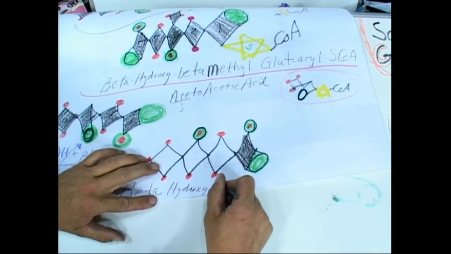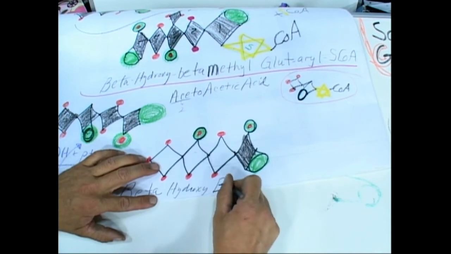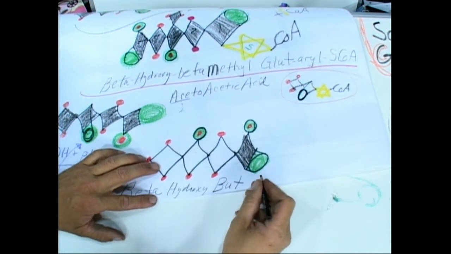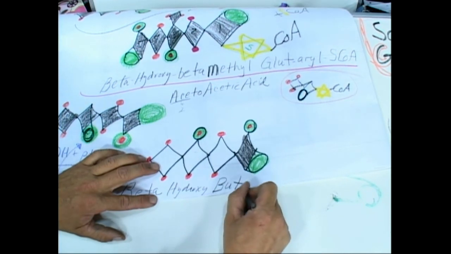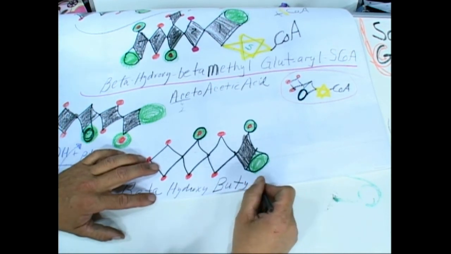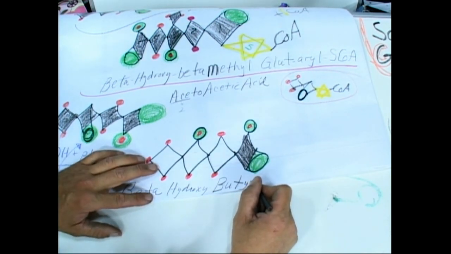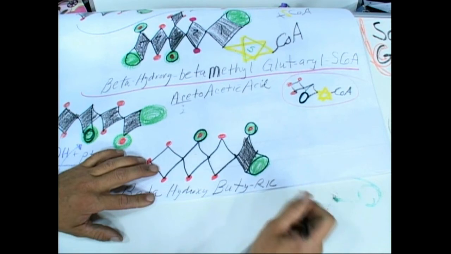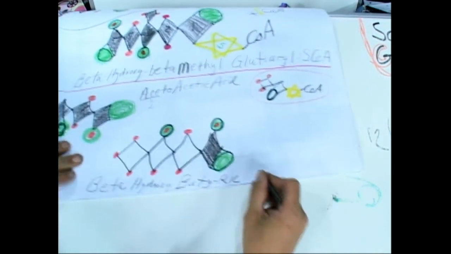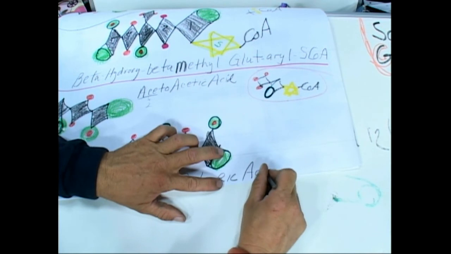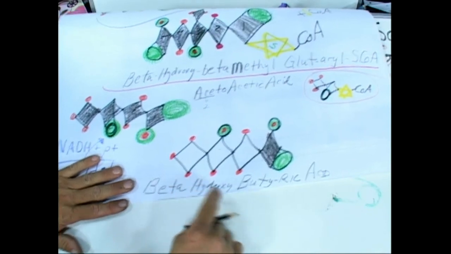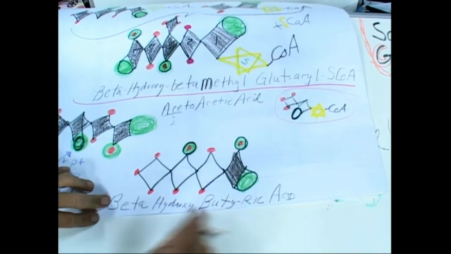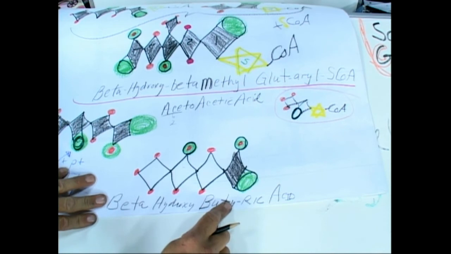Beta hydroxy, butyric. Butyr stands for the 4 carbons. Butyric. R-I-C. Butyric acid. Boy, big long name for that, huh? You see why eventually they'll start giving them little acronyms? BHBA? I don't know. But this is a beta hydroxy butyric acid.